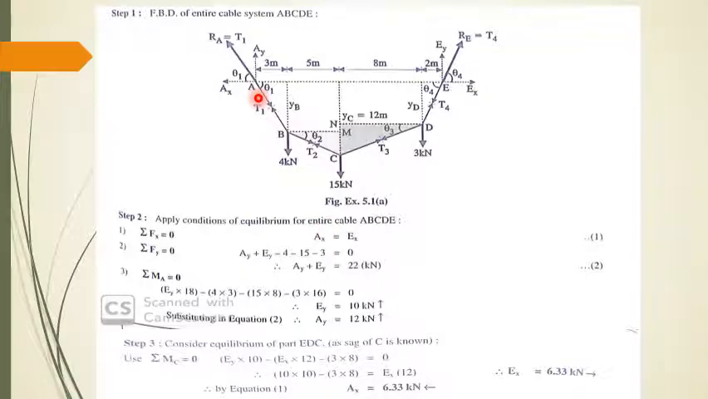One more thing that you need to remember is always point the reactions away from the support. That is, RE will be acting away from point E, and RA will be acting away from point A. Now apply summation of Fy equals 0. So I'll get AY plus EY minus 4 minus 15 minus 3 equals 0. So I'll get the value AY plus EY equals 22. Now I apply summation of moments about point A equals 0.